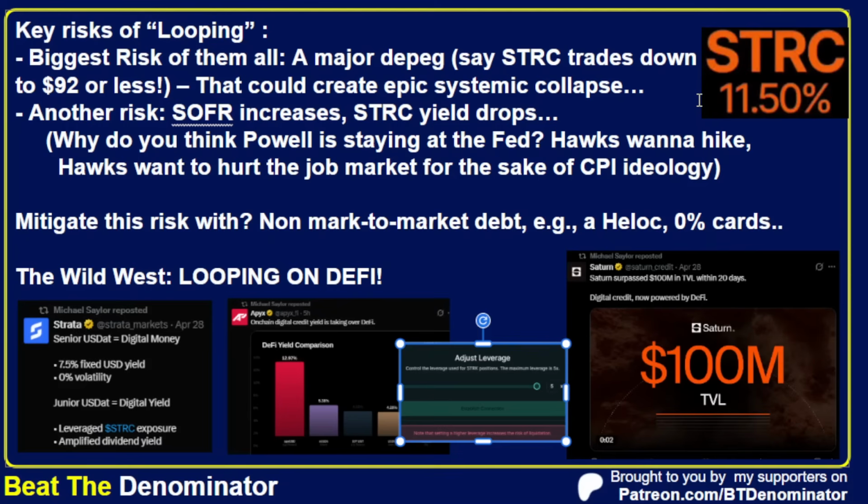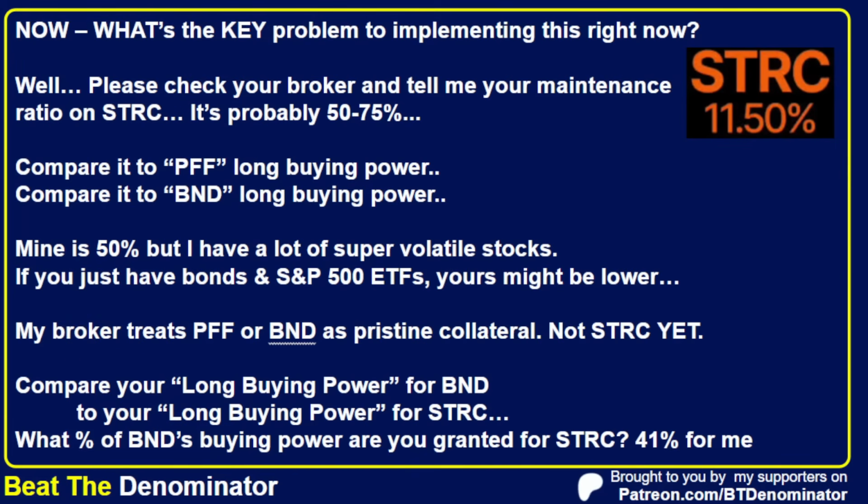an investor who doesn't want to take directional risk, that could be very interesting. So anyways, hopefully this gave you some very concrete stuff. Please do that exercise. Go tell me your long buying power for BND and for STRC and express it as a percentage, of course. Don't tell me the sum, but express it as a percentage. And I want to see how it is for other people who may not have as risky a portfolio as I have. Because my portfolio is super risky.